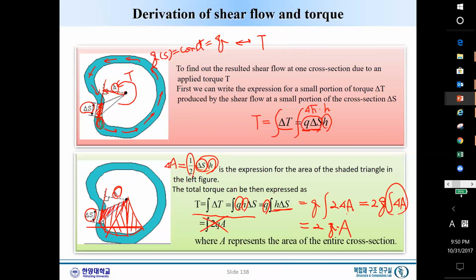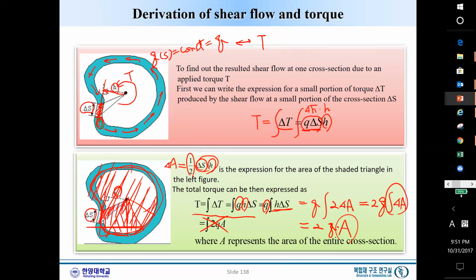Again, please, what is this A? A is the integration of this area closed by this thin wall shaft. If we consider thickness, this area needs to be clearly defined. Is it within, inside, or outside, or center line?